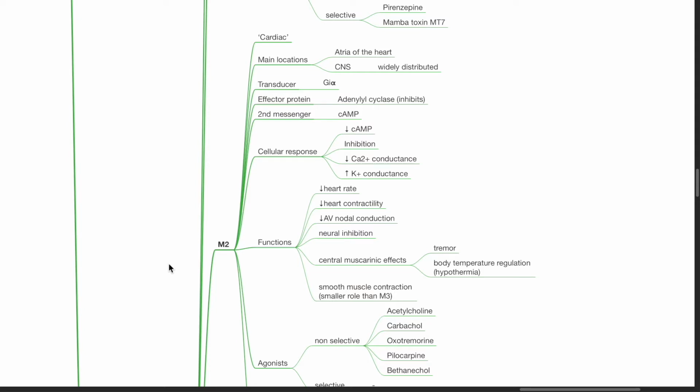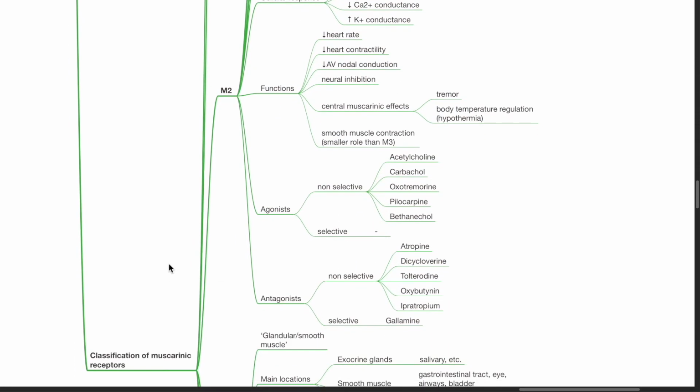M2 functions to reduce heart rate, heart contractility, reduce AV node conduction, neural inhibition, central muscarinic effects such as tremor and body temperature regulation, producing hypothermia, and smooth muscle contraction. Selective M2 antagonists include galantamine.